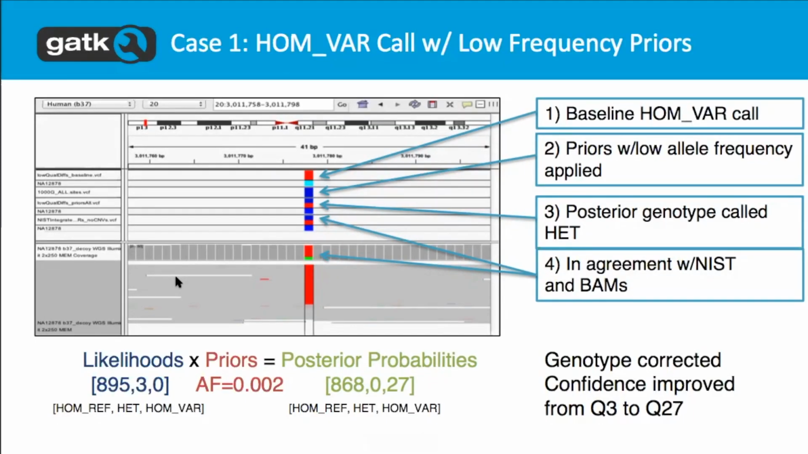Yeah. I'm sorry, say that again? Yes. Yeah. So it's Phred scaled, normalized, yeah. Okay.